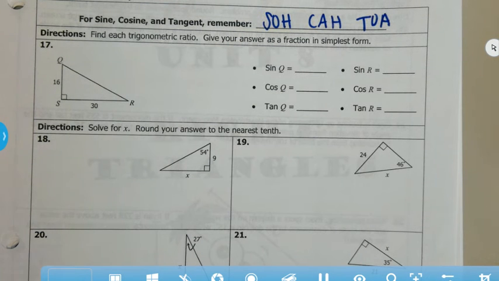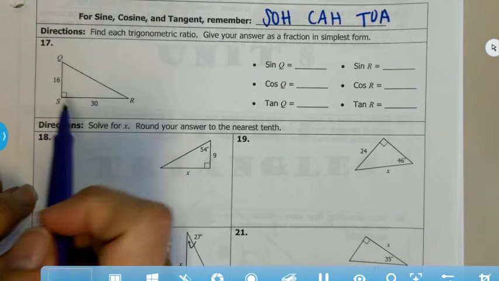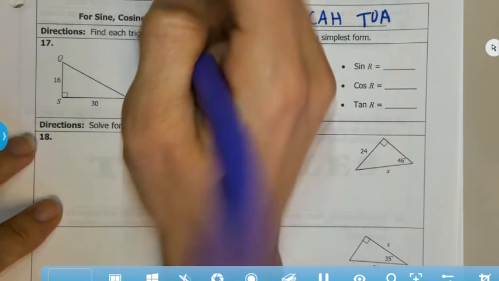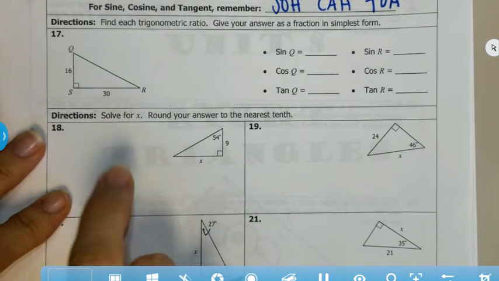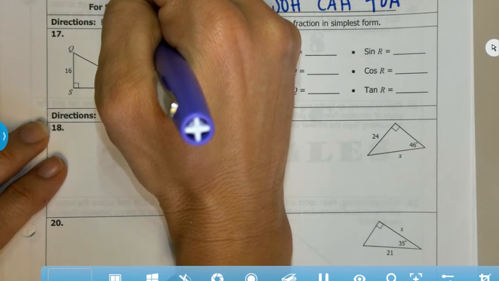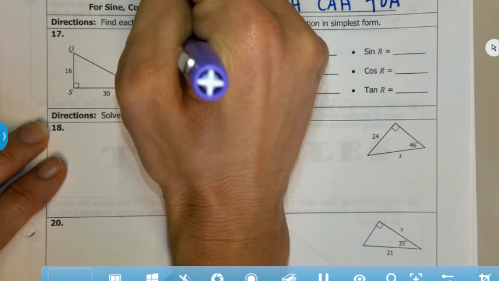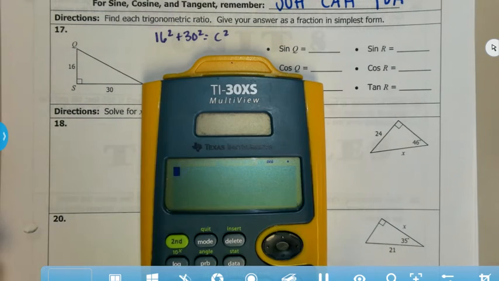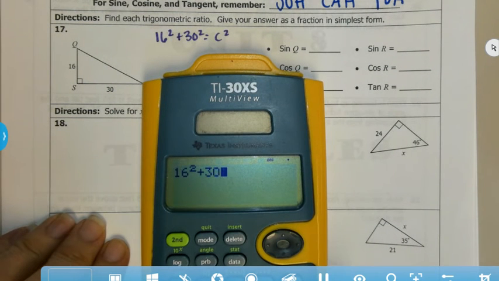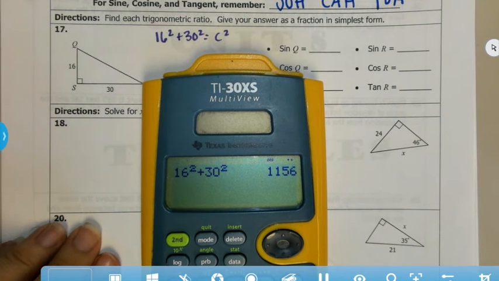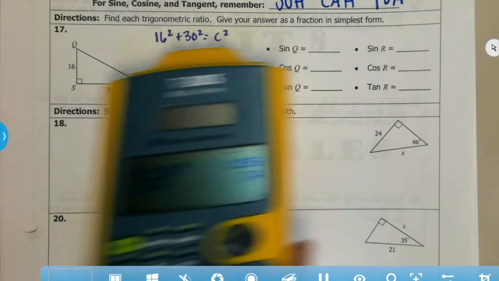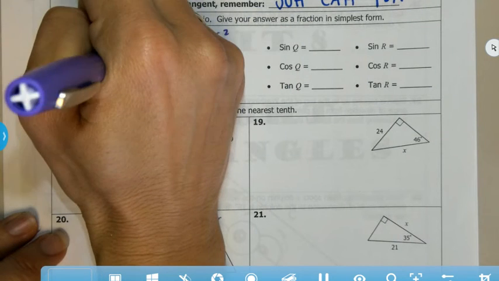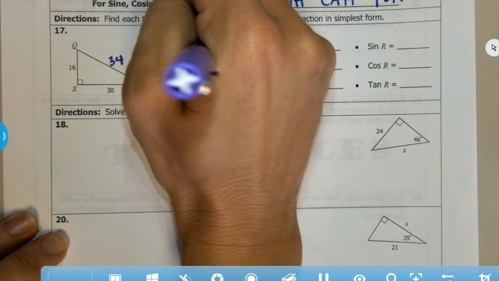So the first thing we're going to do is use the Pythagorean theorem to find QR. Since QR is the hypotenuse, the long side, I'm going to do 16 squared plus 30 squared equals C squared. 16 squared plus 30 squared is 1156. Then we take the square root of that, and we get 34. So C is equal to 34.